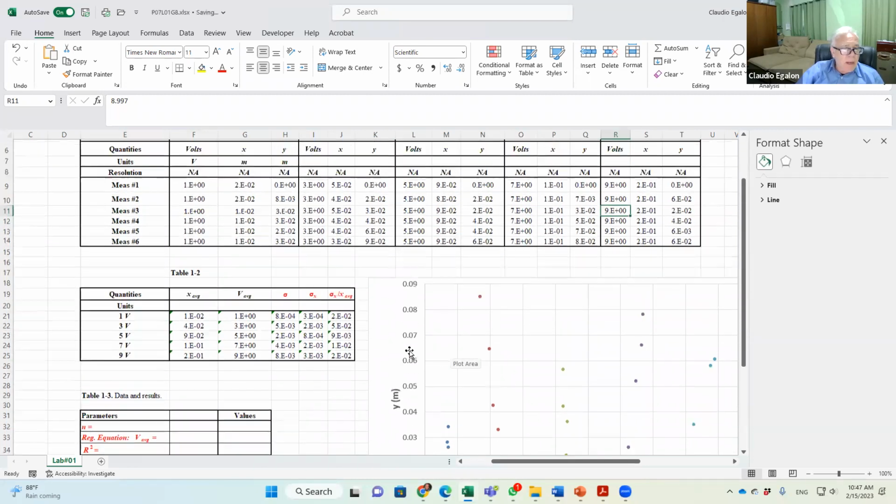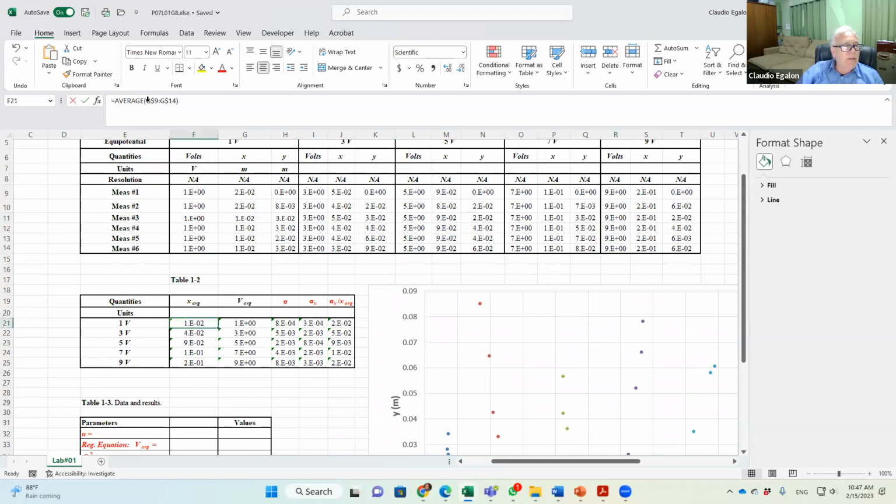So what do we have here? Here we have the average of X, right? Average of X, average of X, average of X, average of X. And then what do I have here? I have the average of V, the average of V, average of V.